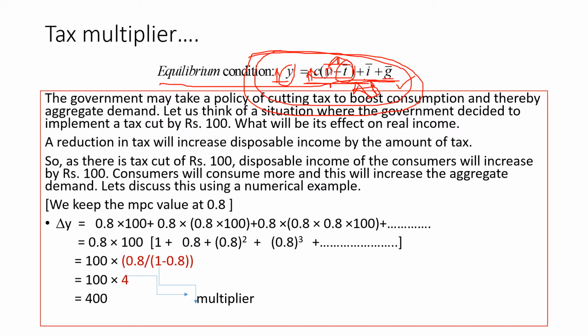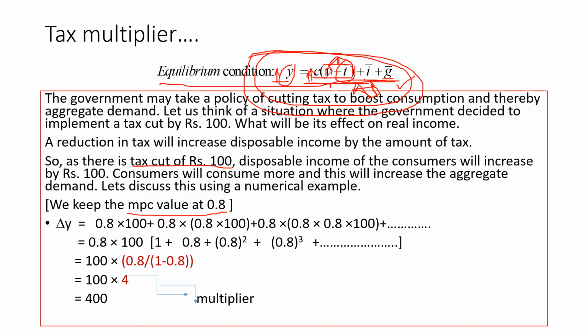So to understand it in simpler terms, what we did in the case of government expenditure, let's explain it here using a numerical example. Let's say MPC is equal to 0.8, as it was in the case of the government expenditure multiplier. So let's see how it works. Let's assume that there is a tax cut of 100 rupees. So how is it going to work?